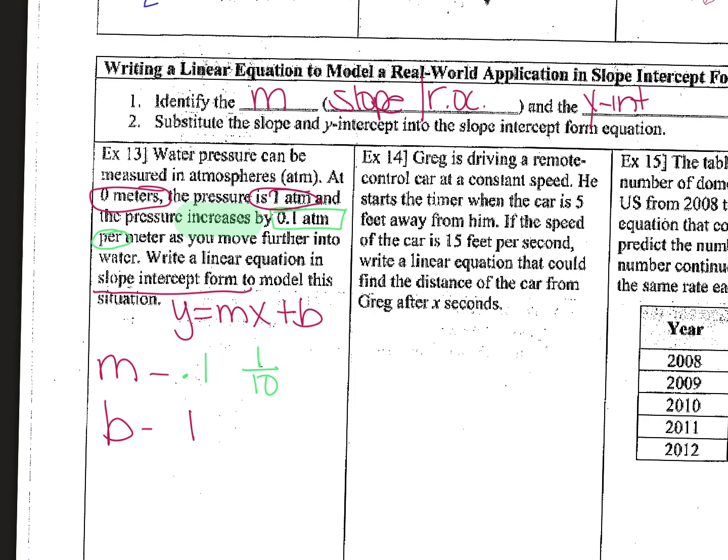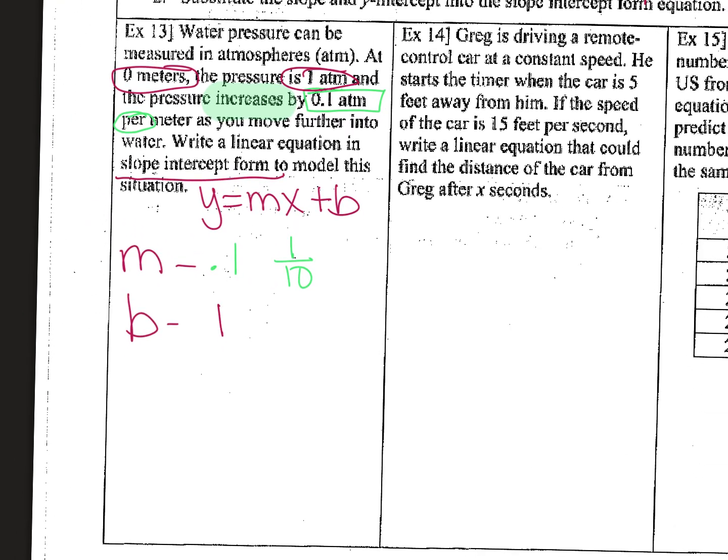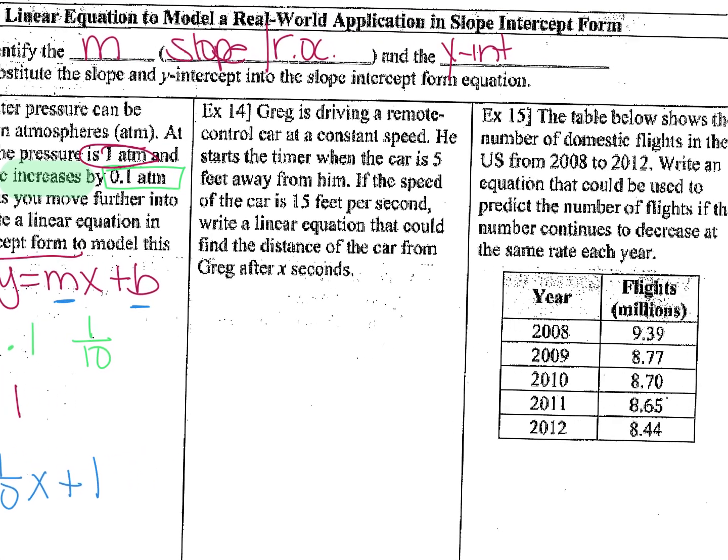So now I have everything I need to write this equation in slope-intercept form. I have an m and I have a b. So I should have y equals, and since it's positive because I'm increasing, 1 over 10x plus 1. Let's look at the next one.